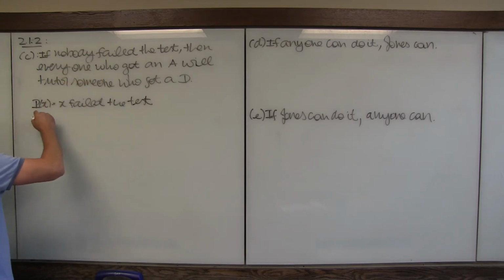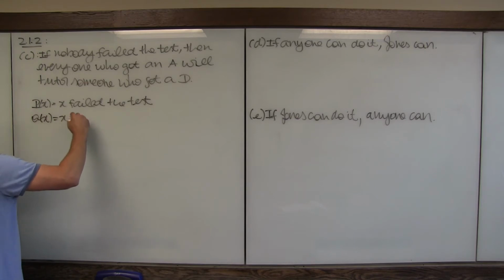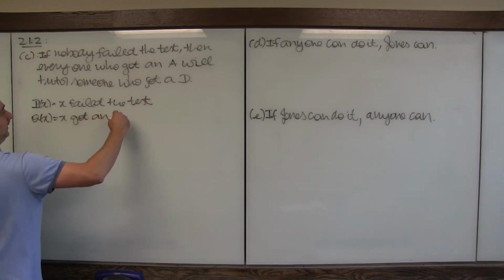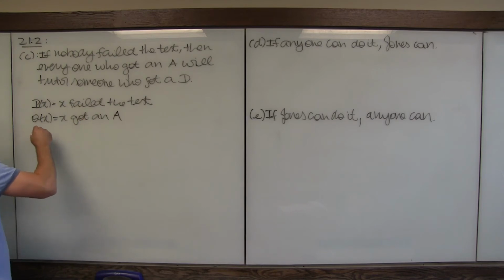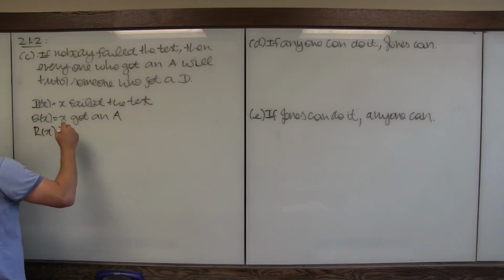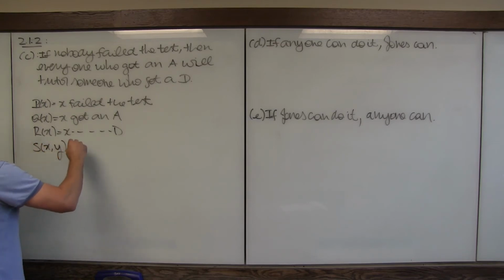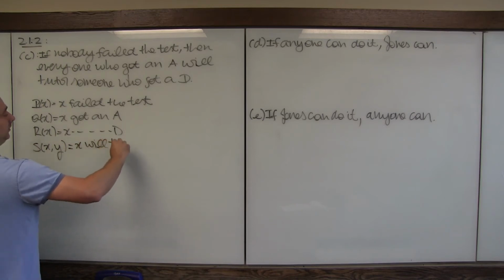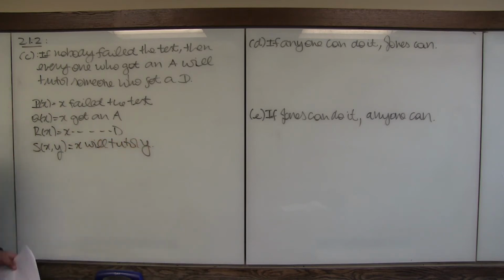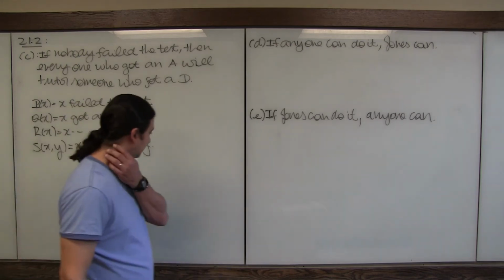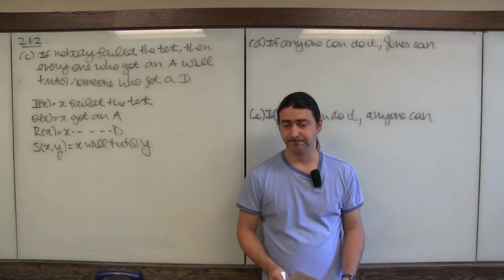Everyone who got an A, so we need a statement for x got an A. And later we need x got a D, so let me already put in here, x got a D. And we have this statement about tutoring, so that's a statement about two variables, x, y. X will tutor y. Okay, so these are the statements that we need.